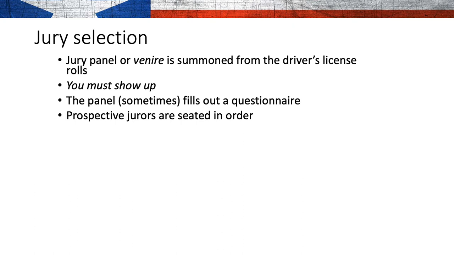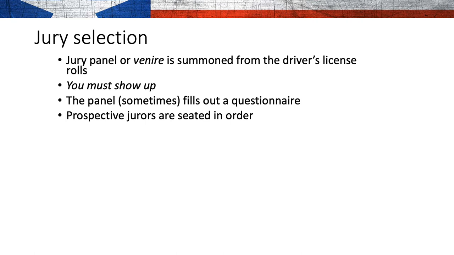Prospective jurors are seated in order. So back in the day, they would just take all of the cards of people who were called to jury duty, shuffle them, and say, juror number one, or panel member number one, you sit here, and on down the road.